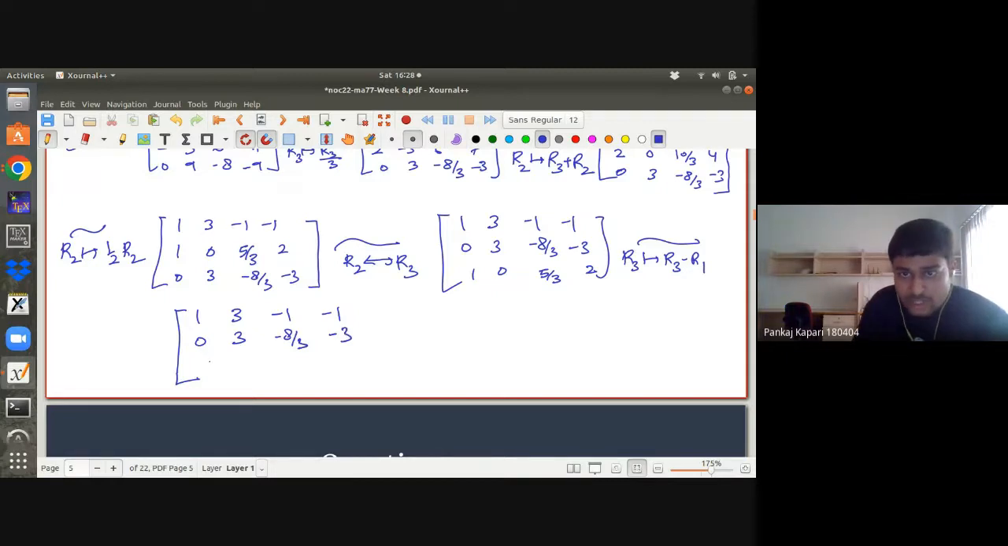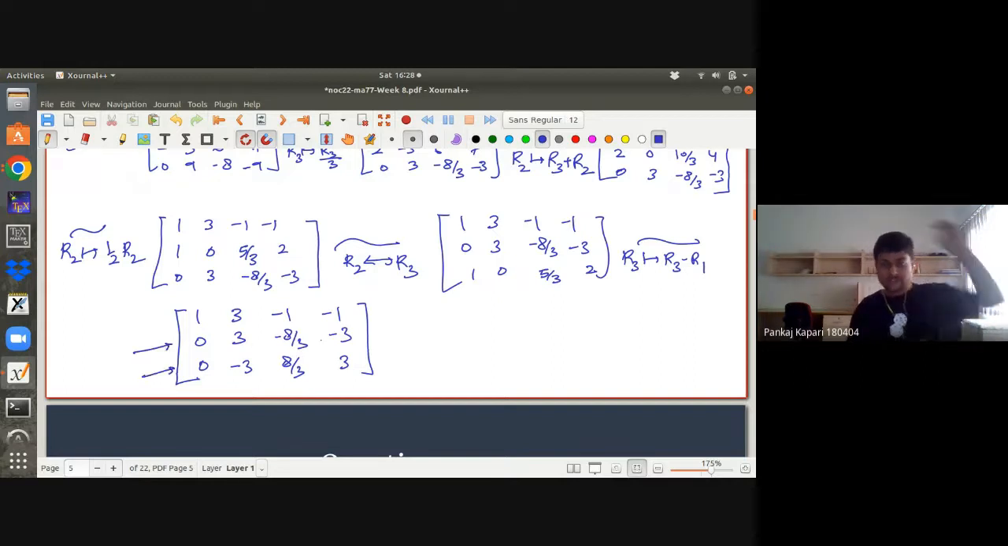So if we subtract, 1 minus 1 will become 0. And now 0 minus 3 will become -3. 5/3 plus 1 will become 8/3. And this will again become 3. Now notice that the second and third rows just differ by a multiple of -1.